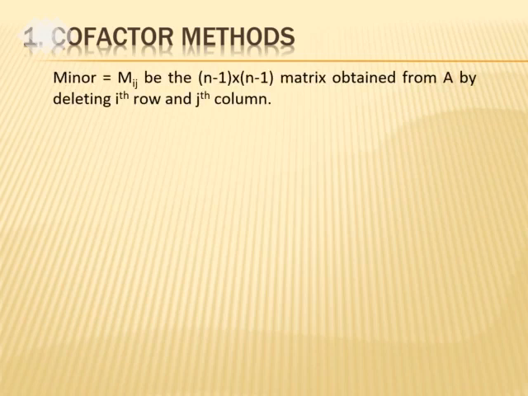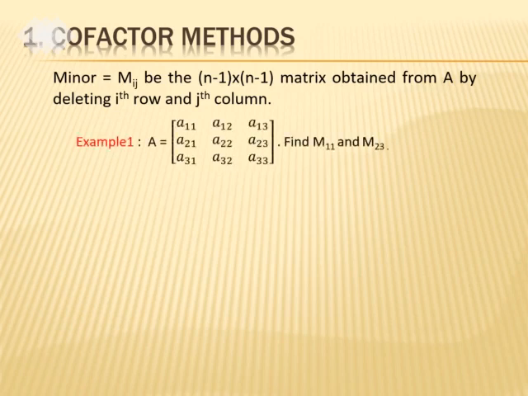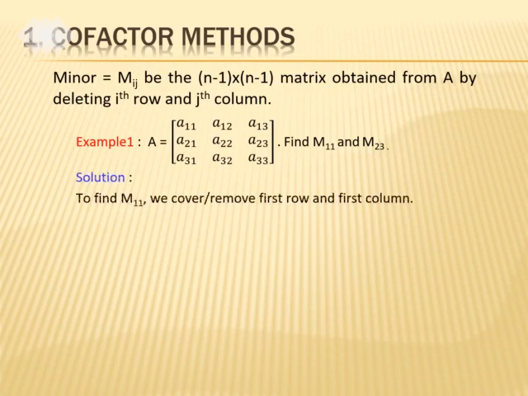So minor. What is minor? Mij be the n minus 1 times n minus 1 matrix obtained from A by deleting ith row and jth column. Okay, example 1. Let's say you have this A. Find M11 and M23. So the solution, to find M11, we cover or we remove first row and first column.